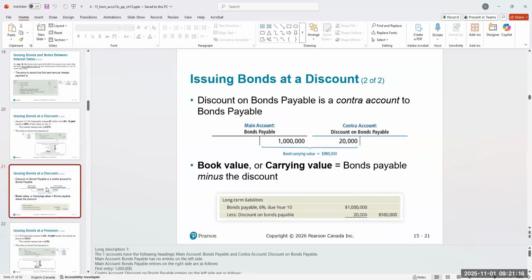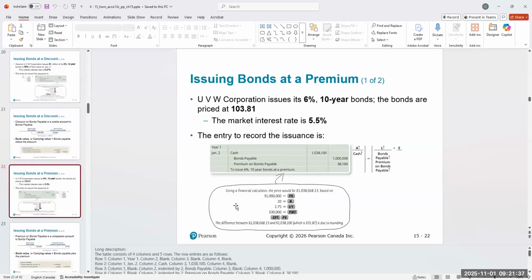Once we have a discount, in the presentation of the long-term liability, that discount is always going to go together with the bonds payable. And in the balance sheet, you're always going to show the net amount, the bonds less the discount. If it's the opposite, if we have a premium, then we're going to receive more cash. Bonds payable is still going to be the amount of the bonds, in this case $1 million. So we're going to be short on the credit side in this case.